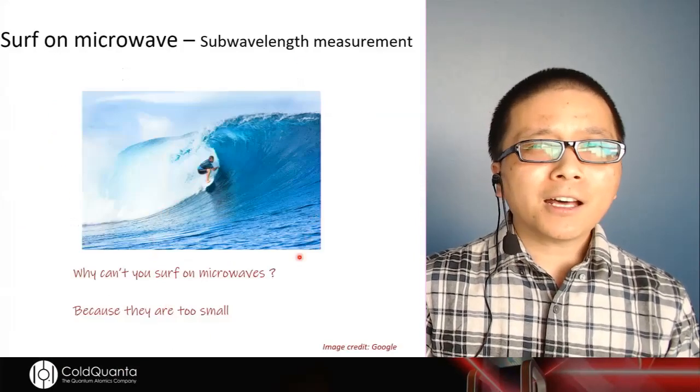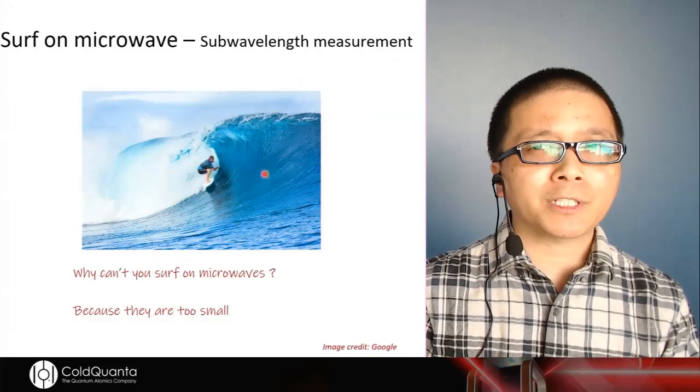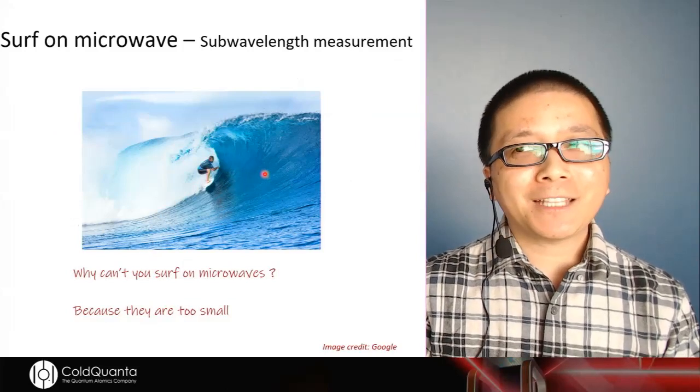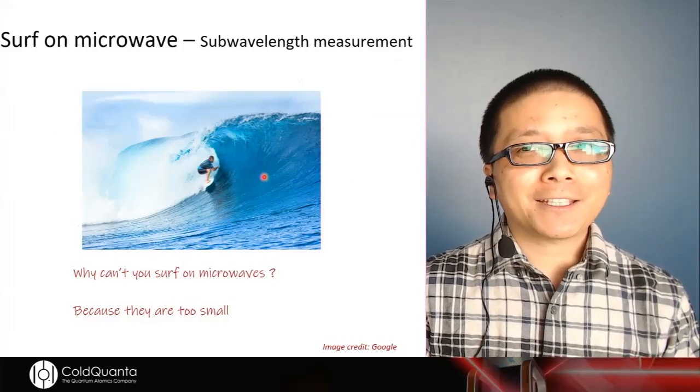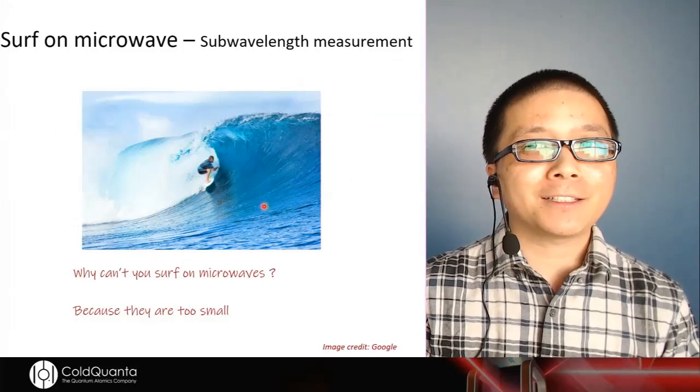In a lot of applications, people like to measure the field distribution to the subwavelength scale. But using a dipole antenna, it is hard. It's like you want to surf on a wave, but the dipole antenna will severely disturb the wave.